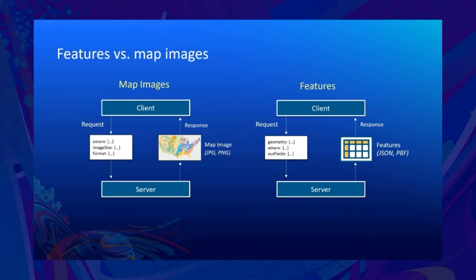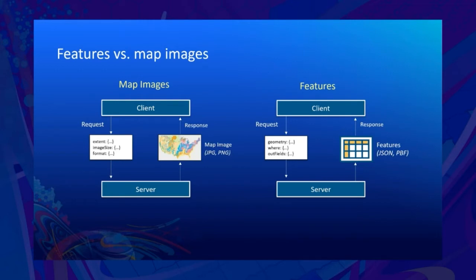One of the limitations of a map image is that you can't interact with the picture, because it is just that. It's just a picture of some kind of geography and what's in that area. You can't click on it and say, well, what is here? Because it's just a set of pixels. That's where features come in.